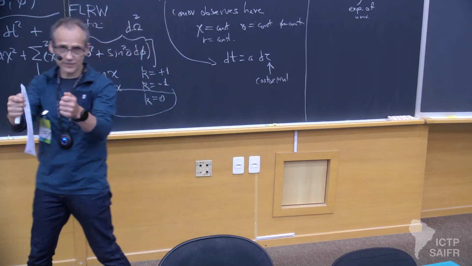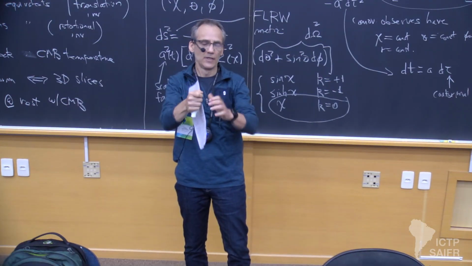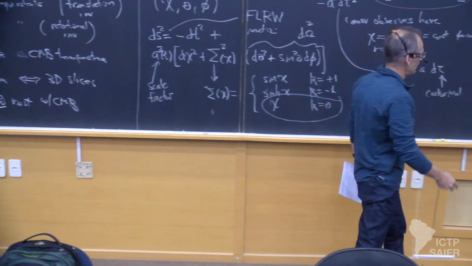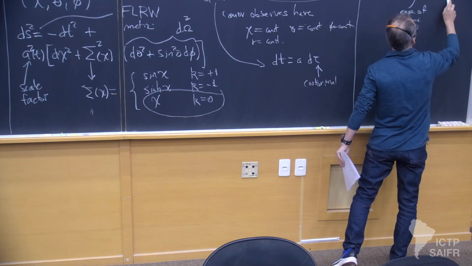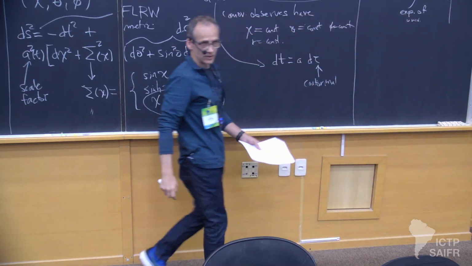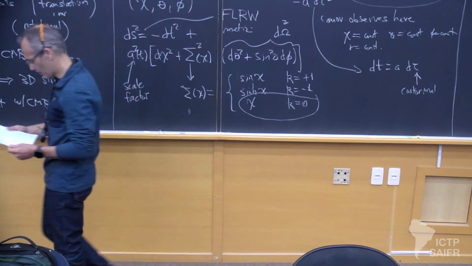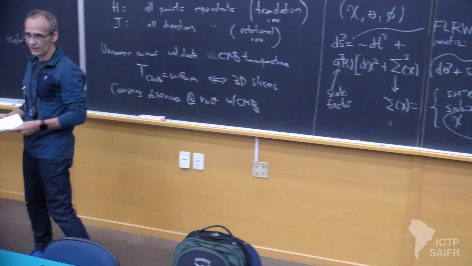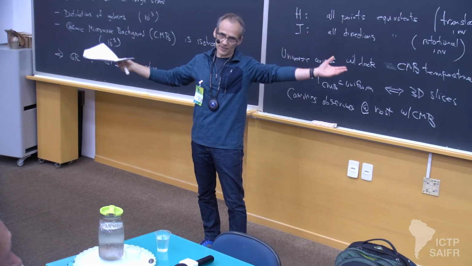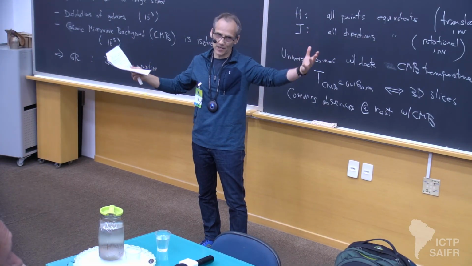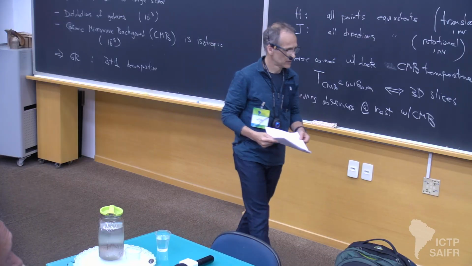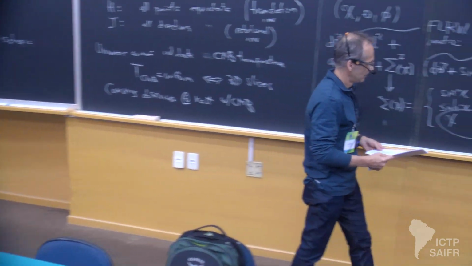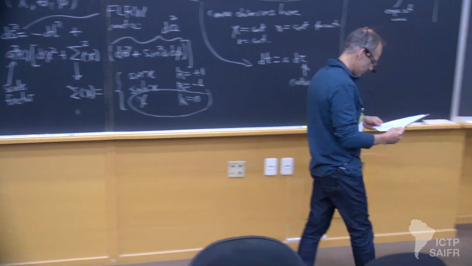This defines the co-moving distance between 2 points. It's going to be very convenient to write all distances in co-moving coordinates, and you can scale it by the scale factor at any time that you want. So that's the usefulness of working with co-moving coordinates.